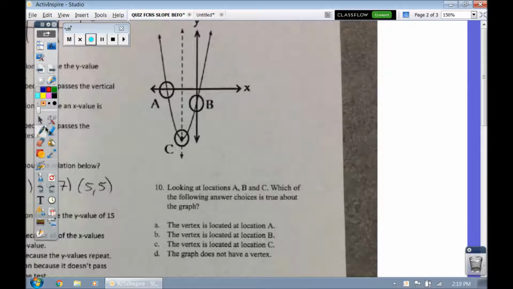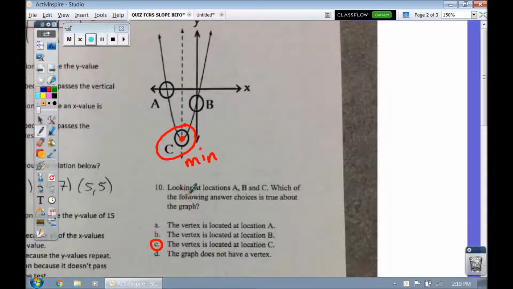Let's look at question 10. Looking at the locations A, B, and C, which of the following answer choices is true? The vertex, so it looks like they're talking about the vertex. The vertex of this particular quadratic is located right here. It's actually a minimum because it's the lowest point on the graph. And so the vertex is located at location C.